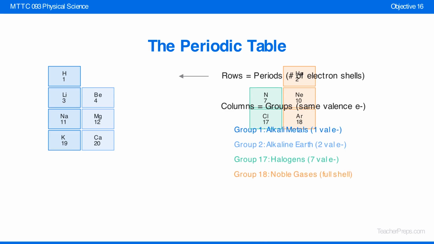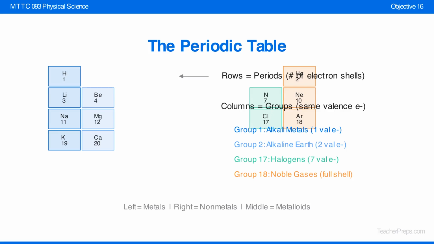Group 1 elements are the alkali metals, like sodium and potassium. They have 1 valence electron and are highly reactive. Group 2 is the alkaline earth metals, like calcium and magnesium. They have 2 valence electrons. Group 17 is the halogens, like chlorine and fluorine. They have 7 valence electrons and are very reactive nonmetals. And Group 18 is the noble gases, like helium and neon. They have a full outer shell, so they are stable and almost completely unreactive.